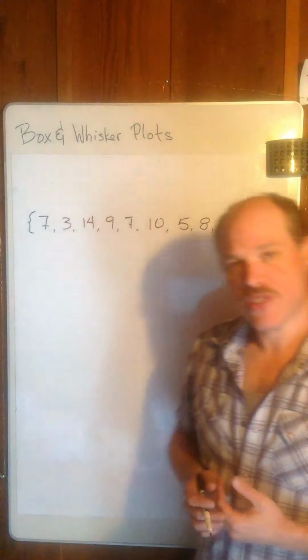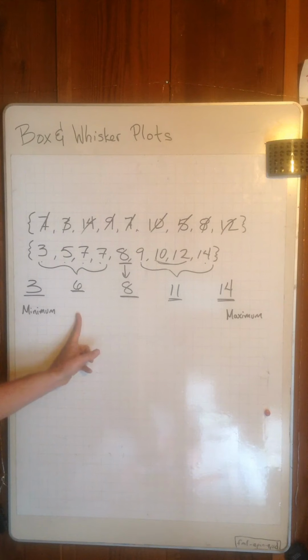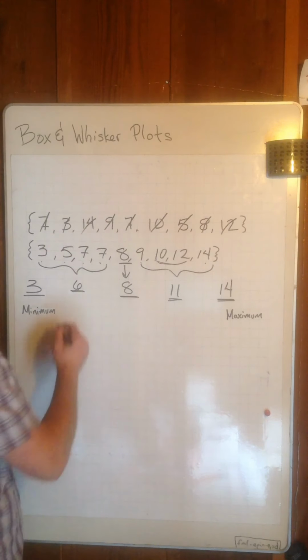Notice I'm using this word quarter. You know what a quarter is, it's 1/4. Well, that's related to what we're going to talk about here. These are called quartiles. Quartiles. Okay, so this one will be Q1, or quartile 1. This one will be Q2, or quartile 2. And this one will be Q3, or quartile 3.